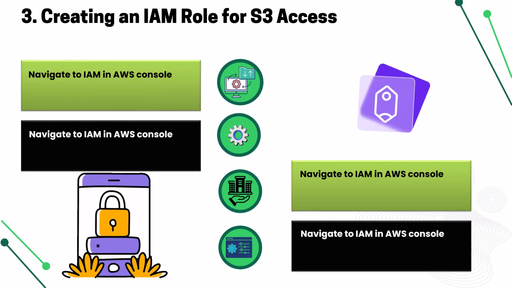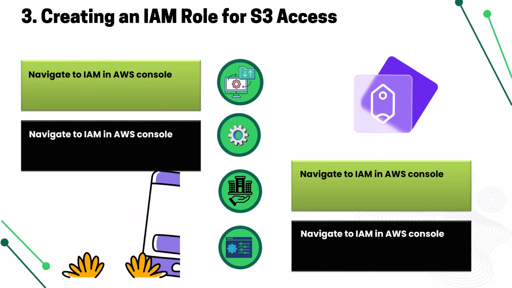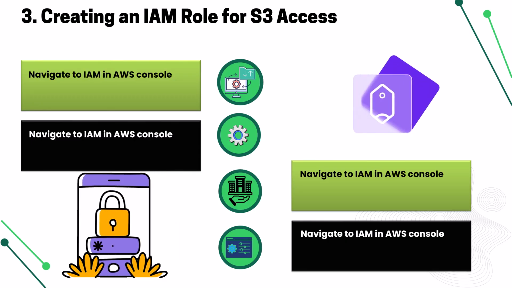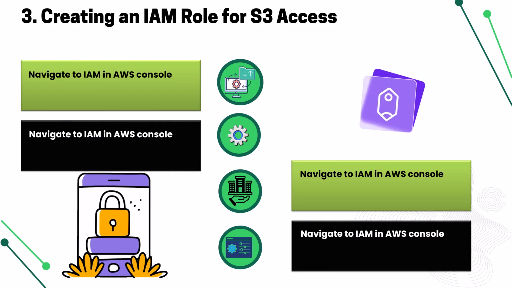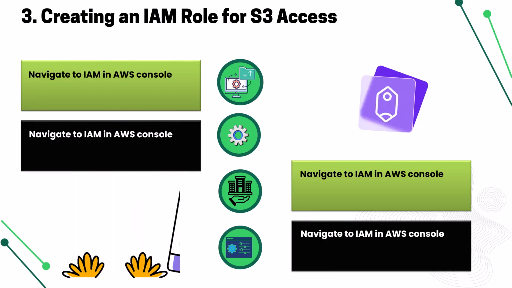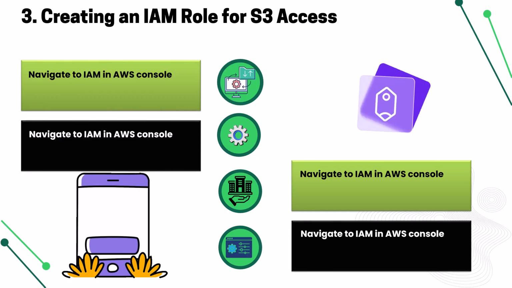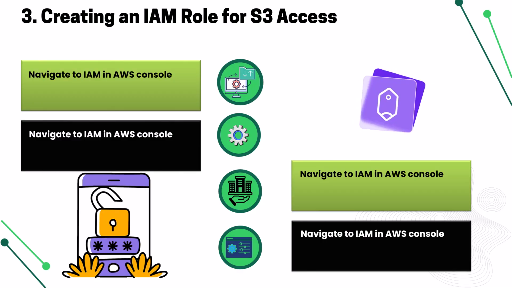Time to roll up our sleeves and create an IAM role for S3 access. Head over to the IAM section in the AWS console. First, define trust relationships. This specifies which services can assume the role. Next, attach policies that grant the needed permissions. Finally, link the role to a service like EC2. Congratulations, you've just created a secure IAM role.